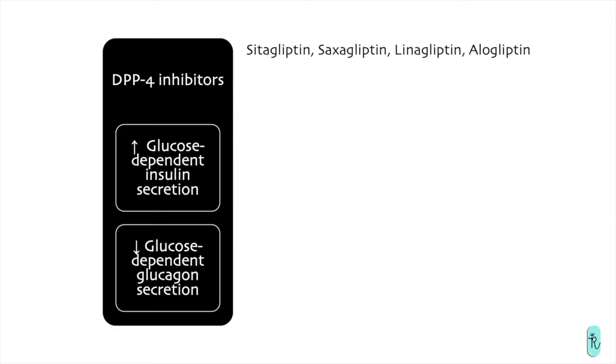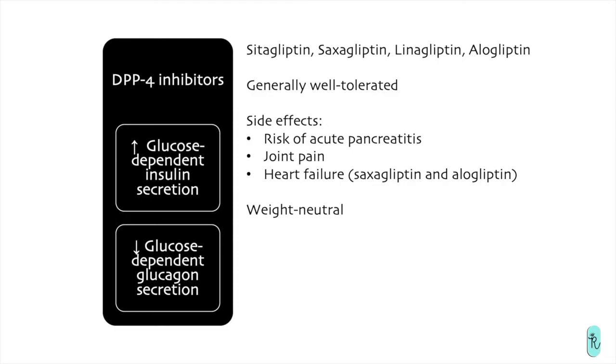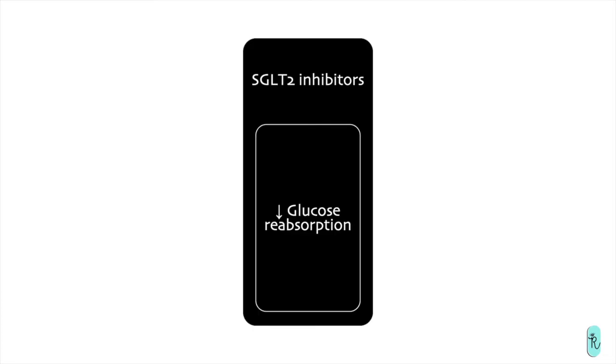Examples of DPP-4 inhibitors include sitagliptin, saxagliptin, linagliptin, and alogliptin. These medicines are generally well tolerated, but can increase a person's risk of acute pancreatitis, joint pain, and heart failure with saxagliptin and alogliptin. This class does not cause weight gain or weight loss. However, these medicines are rather expensive.